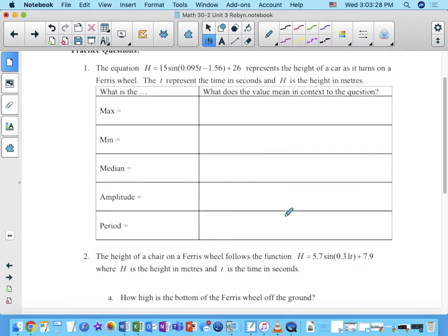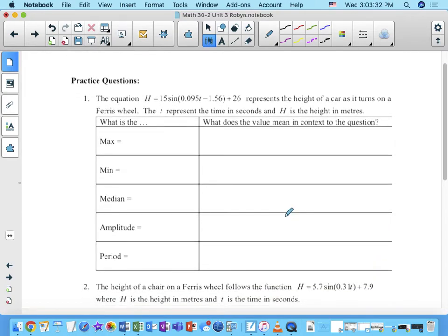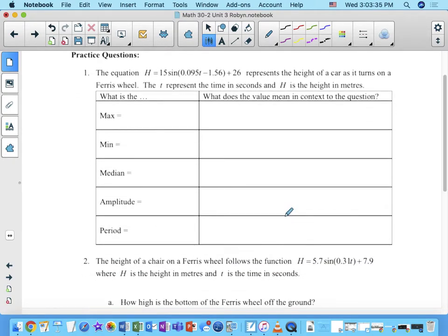The Ferris wheel. Okay, this is the Ferris wheel example. I should play a video of a Ferris wheel. I'll do that tomorrow. The equation h equals 15 sine (0.095t minus 1.56) plus 26 represents the height of a car as it turns on a Ferris wheel. T represents the time in seconds, and h is the height in meters.